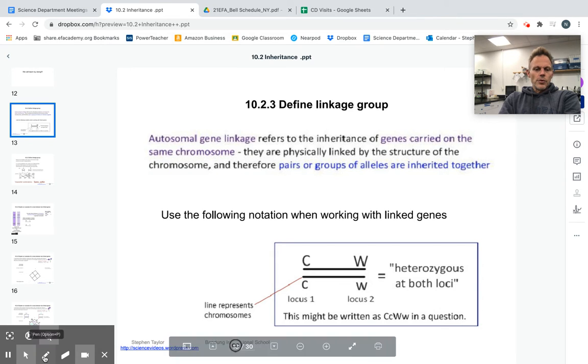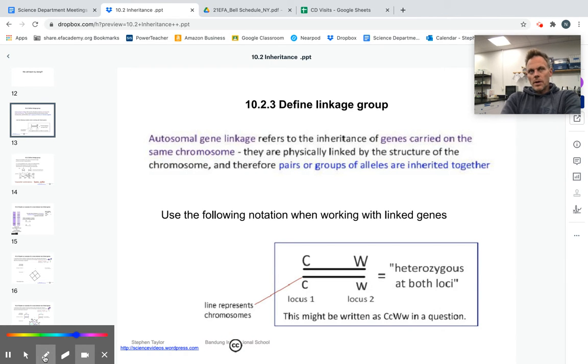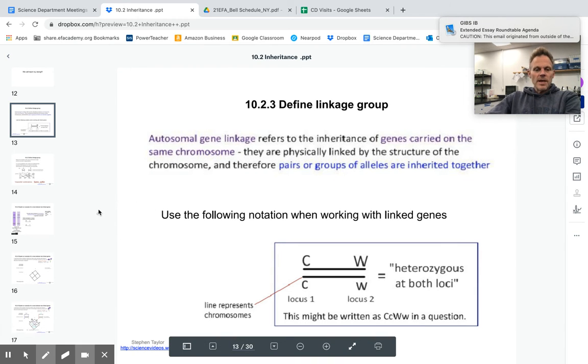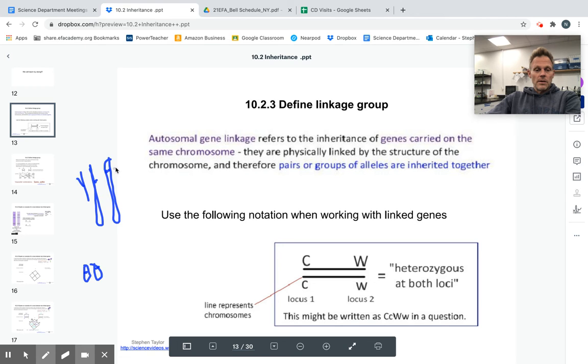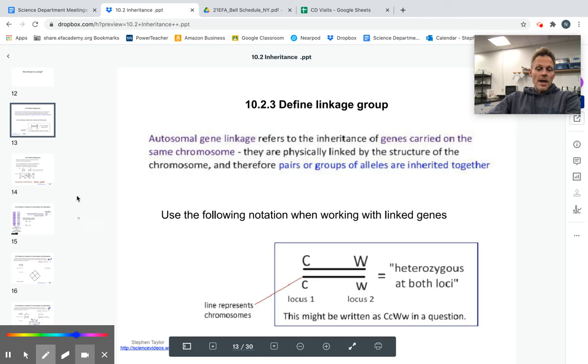Okay, 10.2.3 and 10.2.4 are going to be talking about this thing called gene linkage, or linkage groups. What this is saying is that when we did the dihybrid cross, if you remember, we were looking at two chromosomes, each with genes on them. So maybe we had yellow and green and smooth and rough. In this, we're only going to be looking at one chromosome, but that one chromosome has two genes on it.